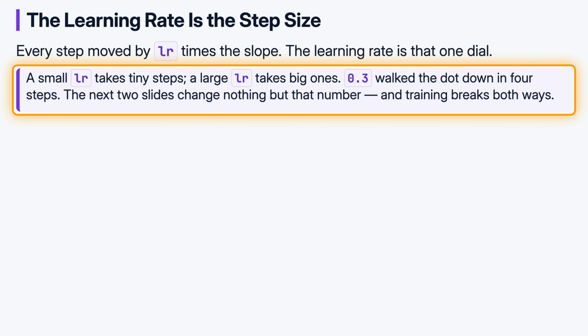The learning rate is that one dial. A small one takes tiny steps, a large one takes big steps. 0.3 walked the dot down in 4 steps. The next 2 slides change only that number, and training breaks both ways.